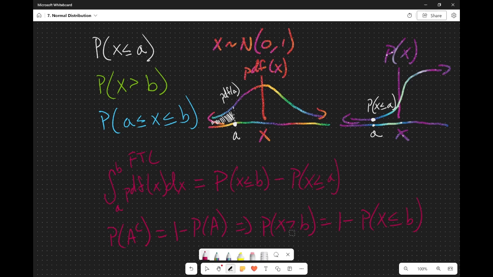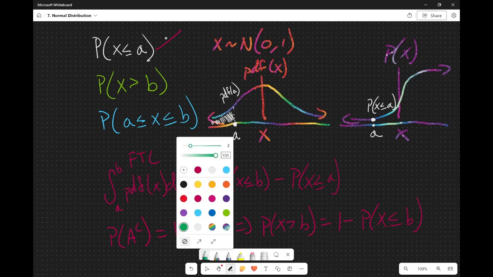Okay, so we've answered the first question here. What is the probability x is less than or equal to a? Actually, you know what? Let's do that in green. We'll put a check mark over here in green.